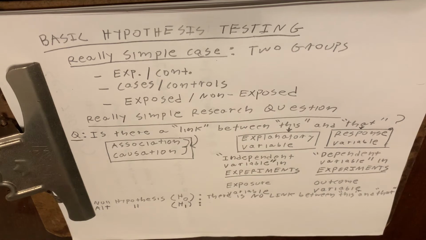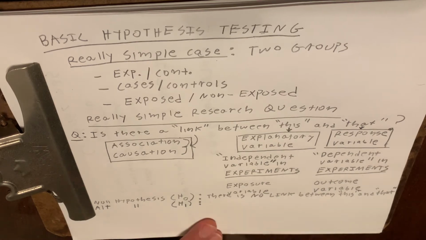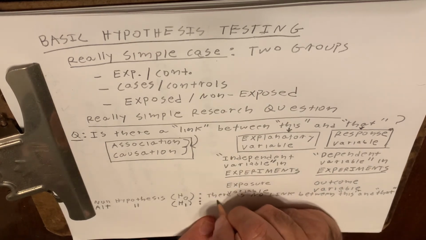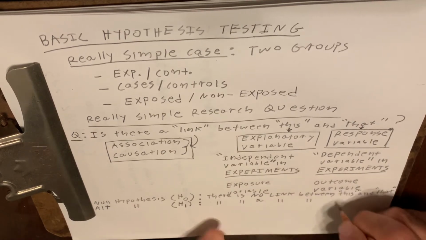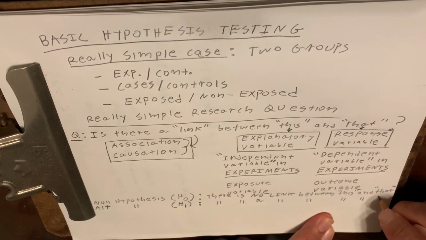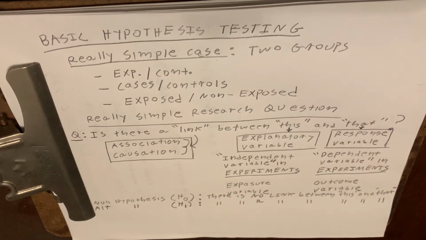Some people don't even use H1 or HA. They might use a whole different letter like K. It doesn't matter. You know, a rose by any other name would smell as sweet, allegedly. No evidence to prove that. Just kidding. So the alternative hypothesis says there is a link between this and that.